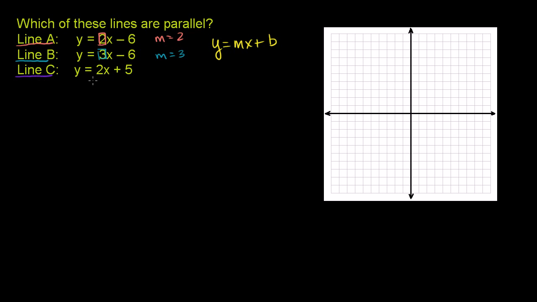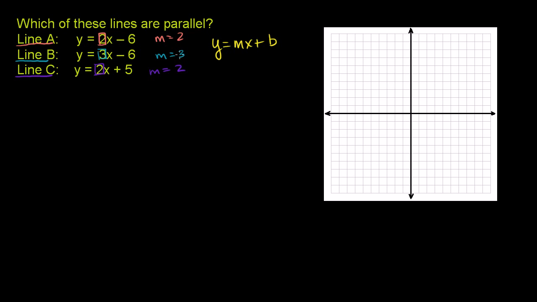And then finally, for line C, I'll do it in purple, the slope is 2. So m is equal to 2. I don't know if that purple is too dark for you. But so line C and line A have the same slope, but they're different lines. They have different y-intercepts. So they're going to be parallel. And to see that, let's actually graph all of these characters.